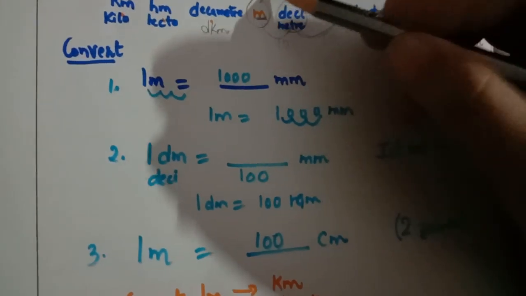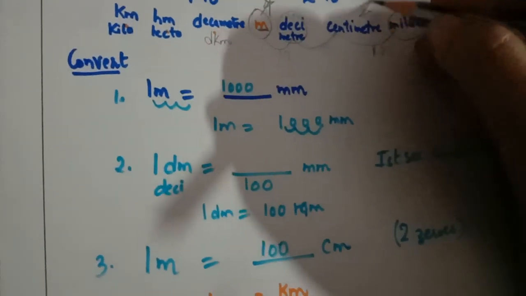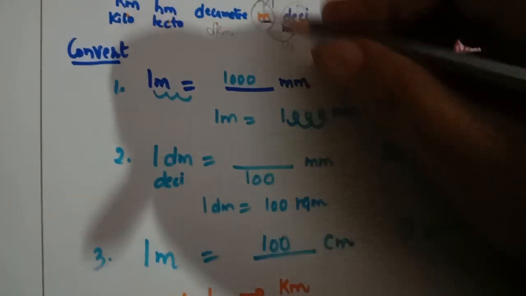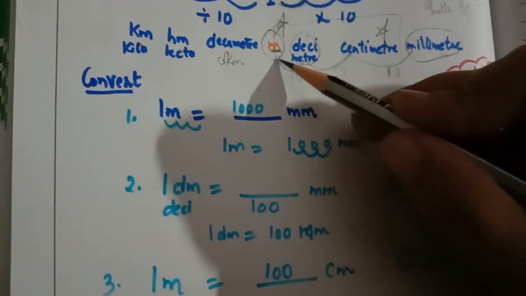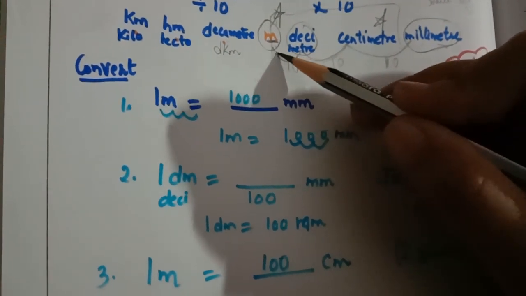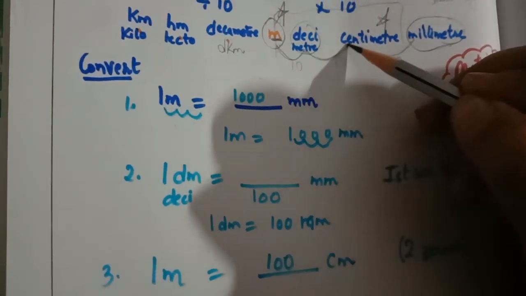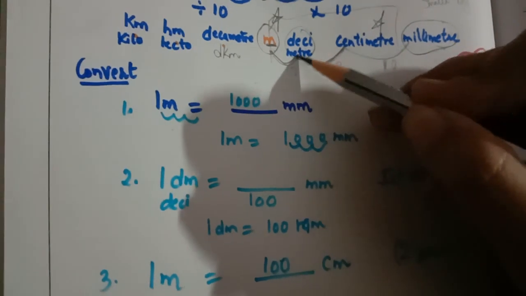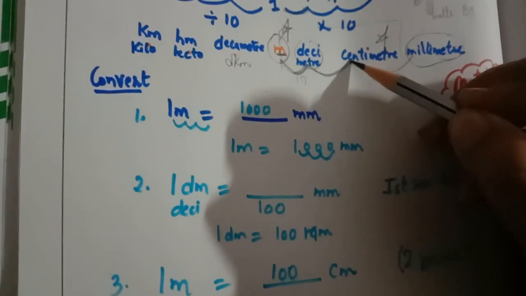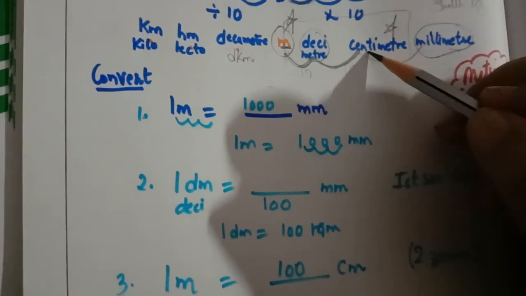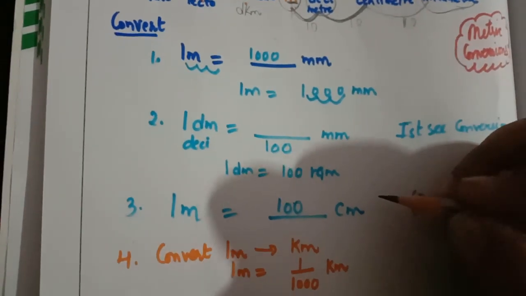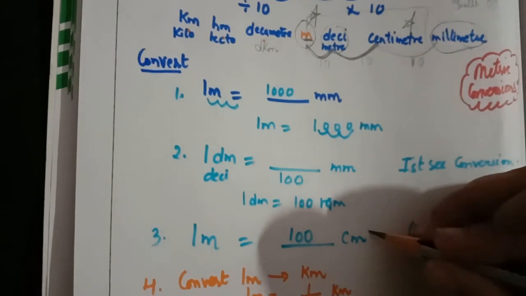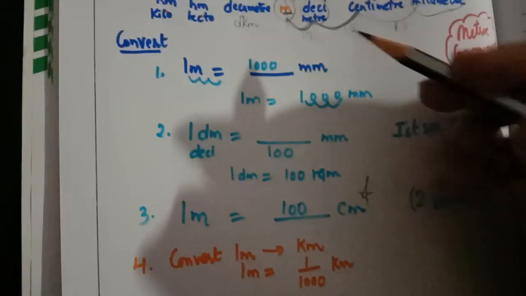Then next is very important. This you should remember. 1 meter is equal to how many centimeters? So there is a gap of 2, 1 meter to decimeter, and there is a gap of 2 from meter to centimeter. So 1 meter is equal to 100 centimeters. So this basically you are going to do in this chapter.